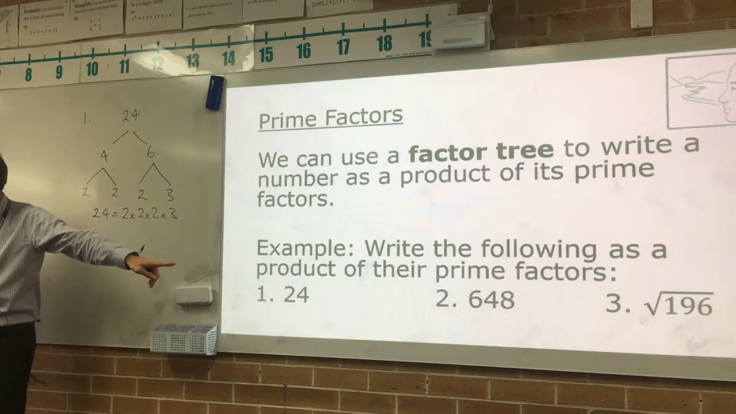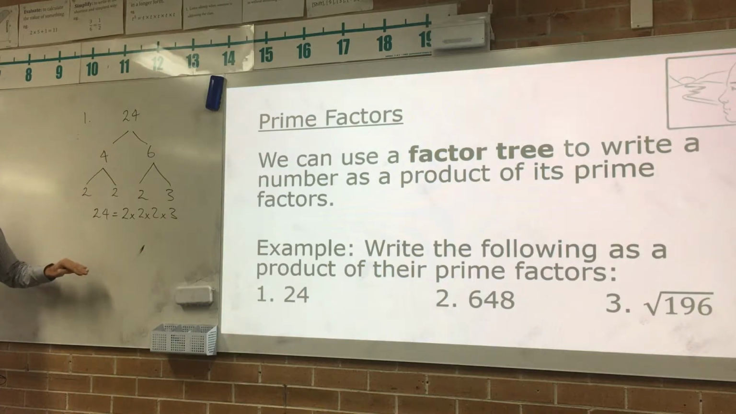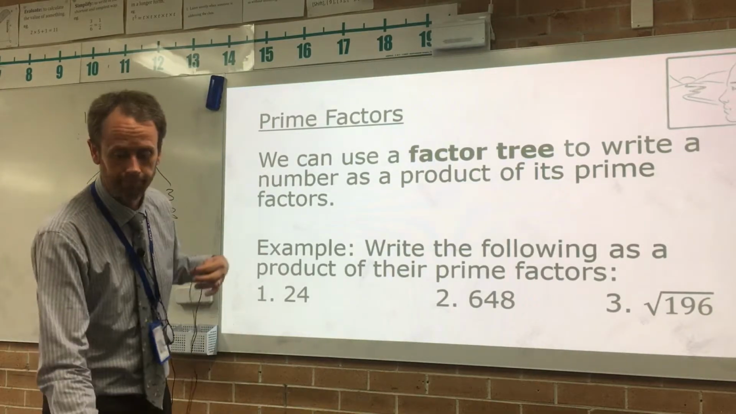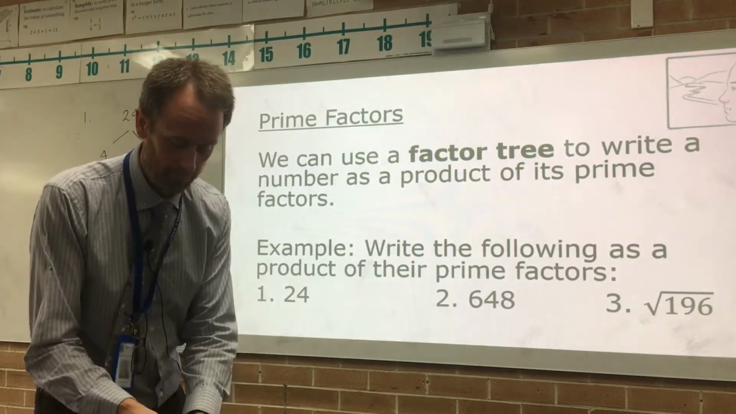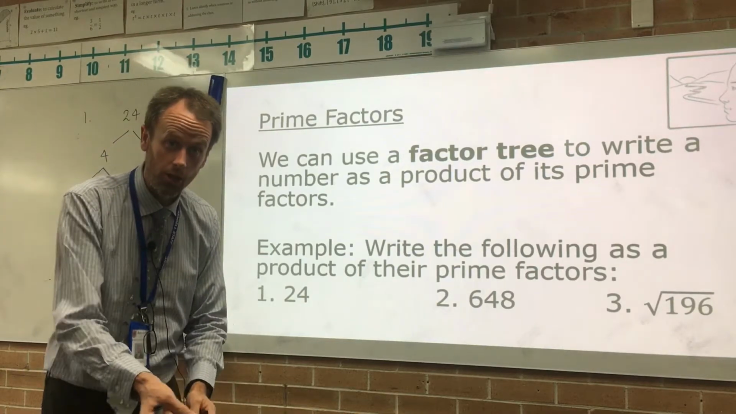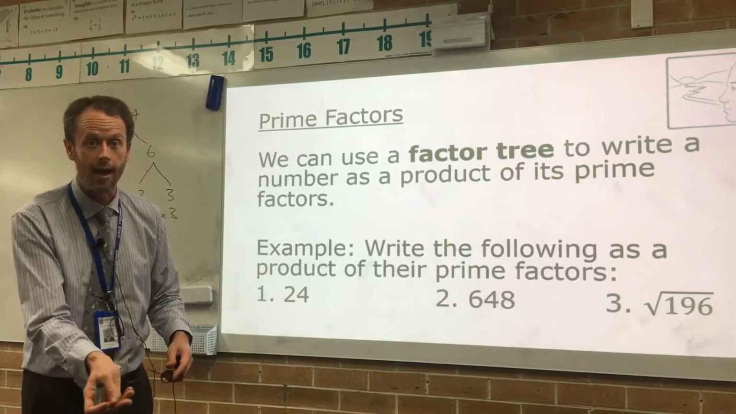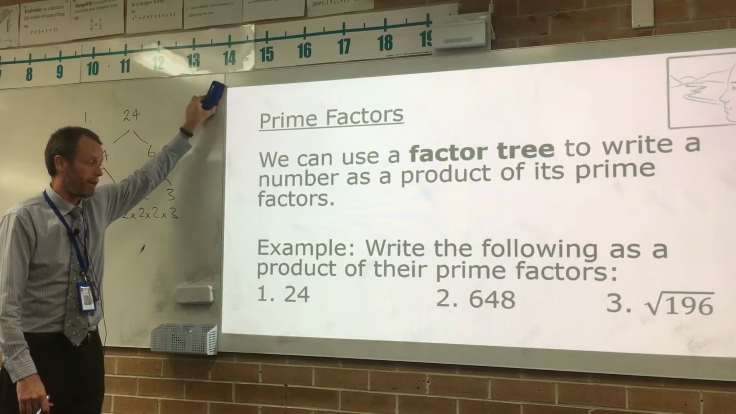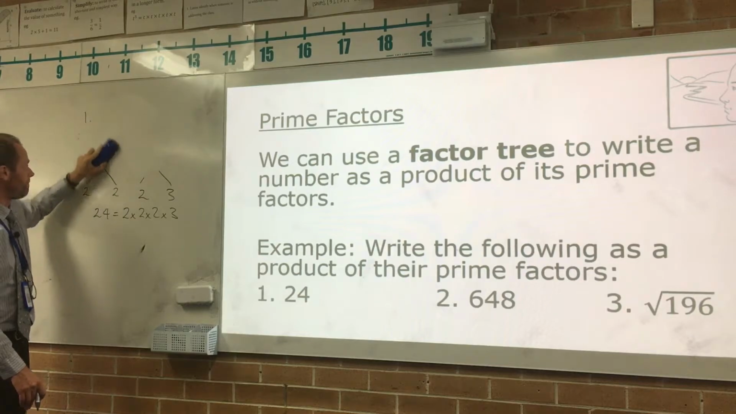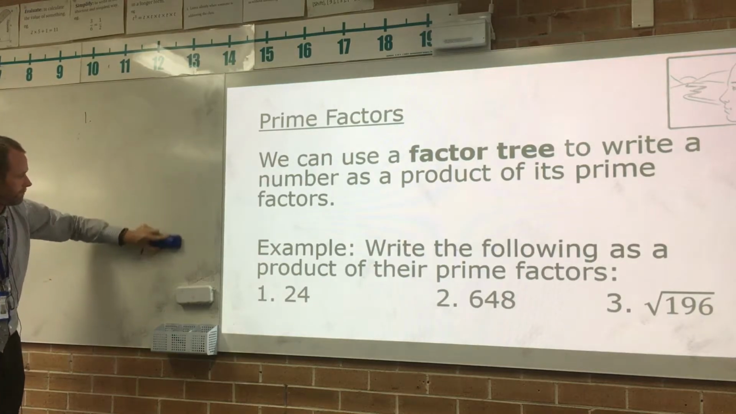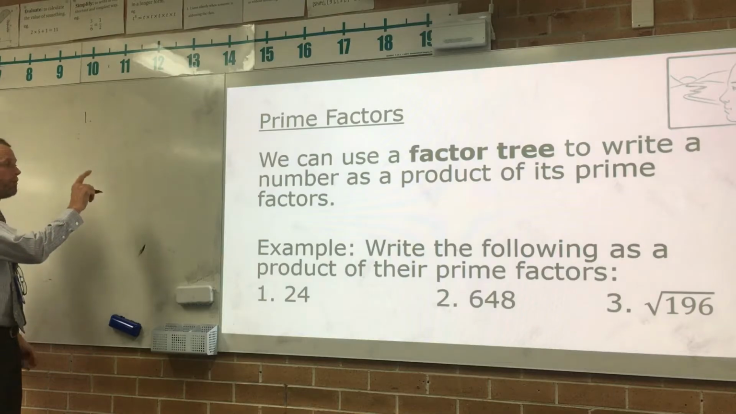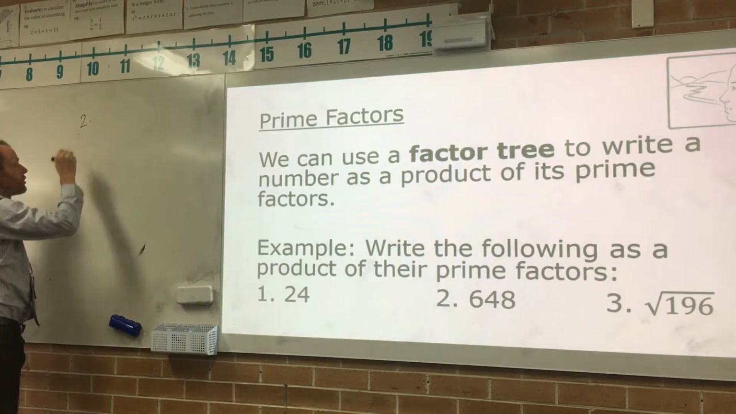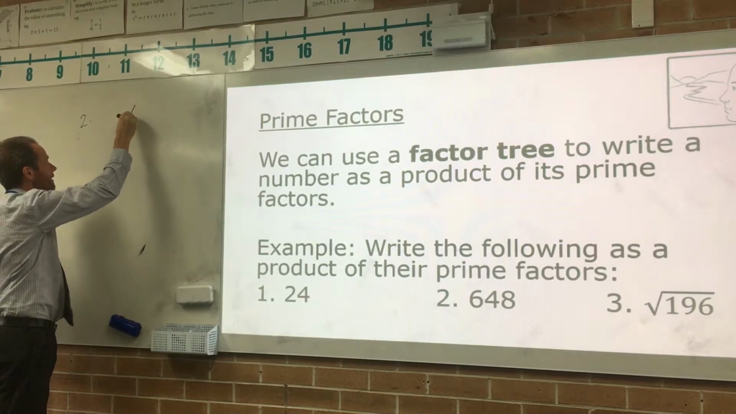I'm going to do 648 in a moment. Make sure you've got this down because I'm about to rub it out. So it's basically 2 cubed times 3. If you wanted to write it in index notation, you could, like that. However, at the moment, I'm just saying write it like this. All right, let me do the next one. But Mr. Clark, isn't 1 also? No, because 1's not a prime number, remember.